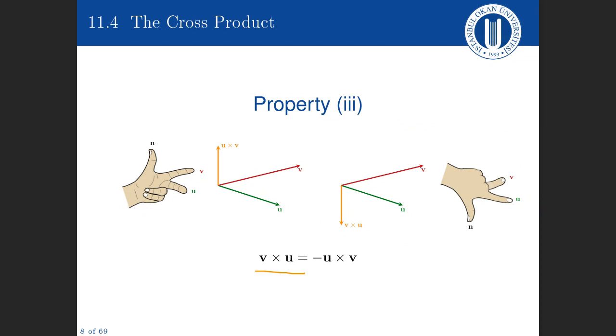V cross u and u cross v are both vectors. They're both vectors of the same size. They have the same norm, but they point in opposite directions. So one is equal to minus the other one.